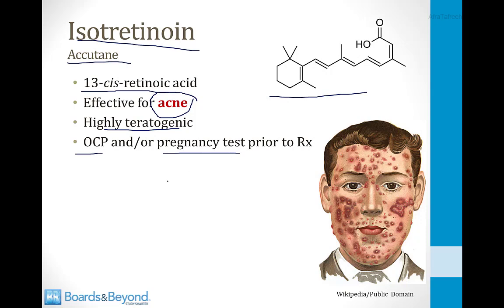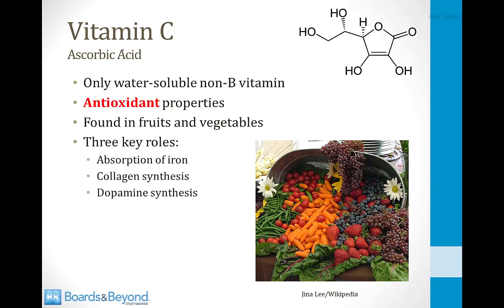prior to beginning therapy. Our next non-B vitamin is vitamin C, which is also called ascorbic acid. This is the only water-soluble vitamin among the non-B vitamins. This is the structure of vitamin C on the screen. You can see it has lots of oxygen molecules, and these will make it soluble in water, and that's different from the other fat-soluble non-B vitamins.